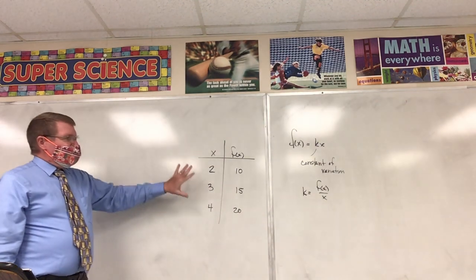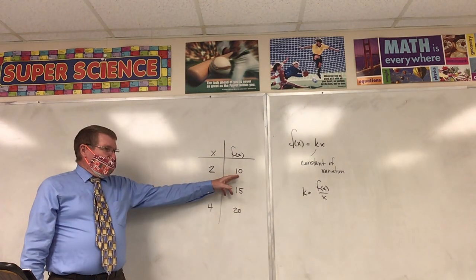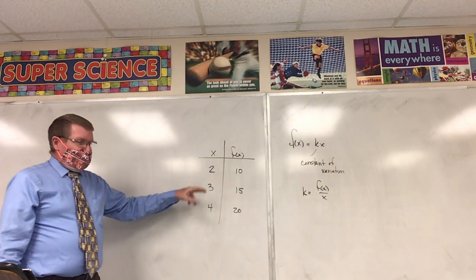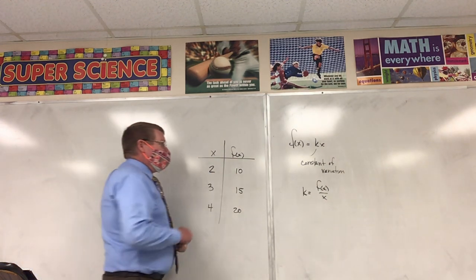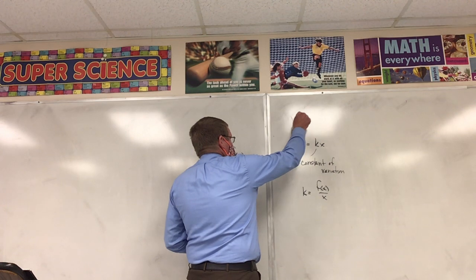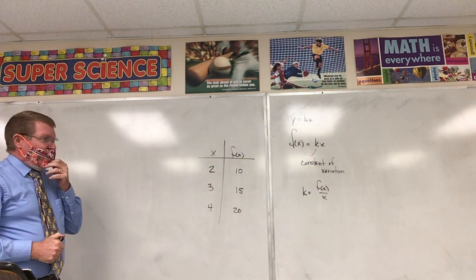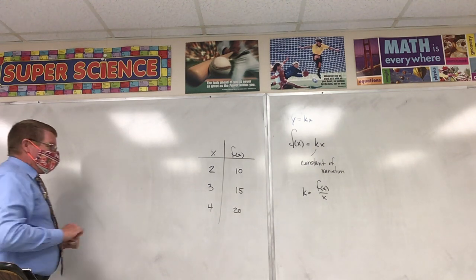Let me ask, is this a direct variation function? Well, to find out, take my output divided by my input. My f of x divided by my x. My y divided by my x. Because sometimes you would see your direct variation written with a y instead of the f of x. Y equals kx would be my direct variation function.